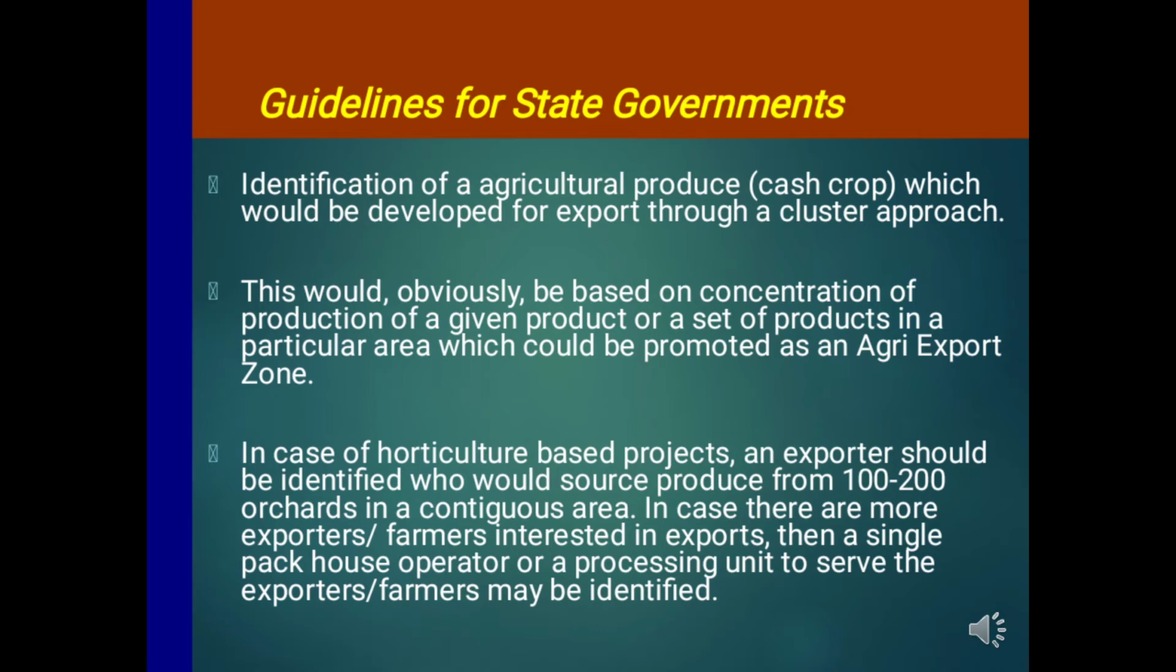Guidelines for state governments: identification of agricultural produce which would be developed for export through a cluster approach. This is based on the concentration of production of a given product or set of products in a particular area, promoted as Agri Export Zone. In case of horticulture based projects, 100 to 200 orchards in a contiguous area may be identified. A single pack house operator or processing unit to serve the exporters or farmers may be identified.